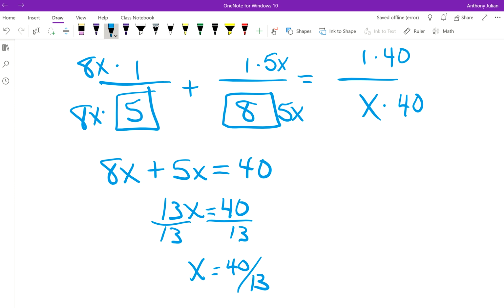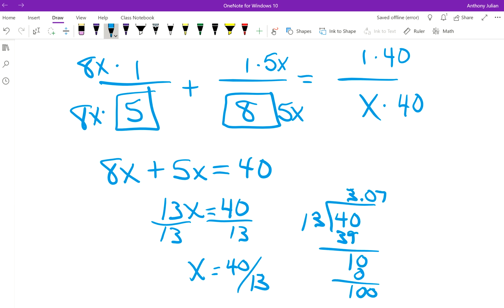And you could leave it. Does it make more sense to change that to a mixed number of some sort? Let's try it. Well, there it is there. So it would take a little over 3 hours to do that job if we worked on it together. Took me 8, took you 5, and together it would take us 3 hours if we worked on it.